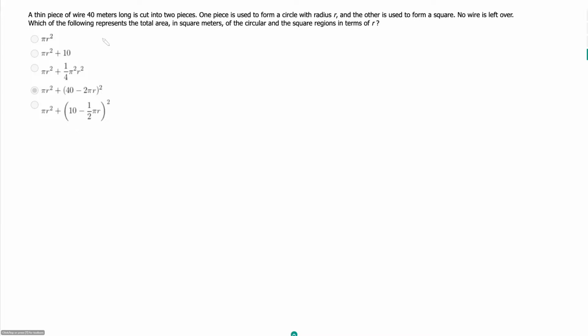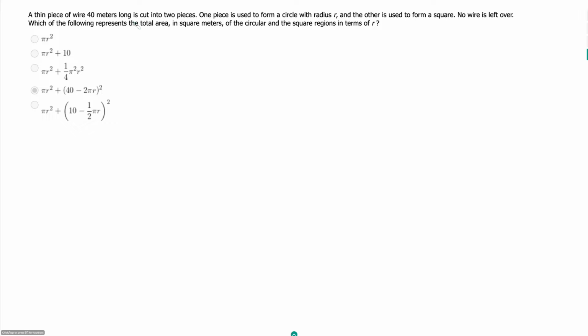A thin piece of wire 40 meters long is cut into two pieces. One piece is used to form a circle with radius r, and the other is used to form a square. No wire is left over. Which of the following represents the total area in square meters of the circular and square regions in terms of r?